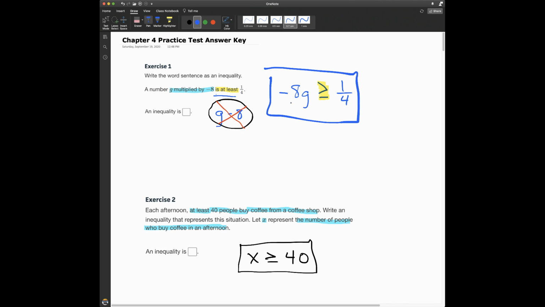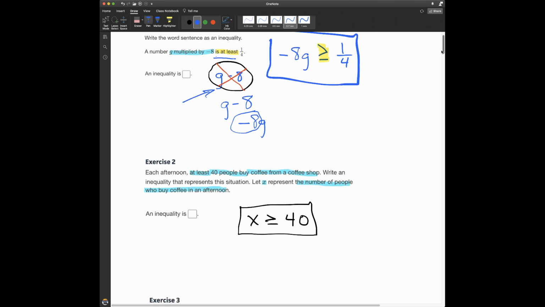So for this one, G multiplied by -8. Don't write it like this. A lot of students I see, they'll write, oh, G multiplied by -8, but that doesn't even look like G multiplied by -8. It looks like G minus 8. Remember to put the number to the left of the variable. That way this number becomes the coefficient. Okay, so that's the answer to number 1. -8G is greater than or equal to 1/4.